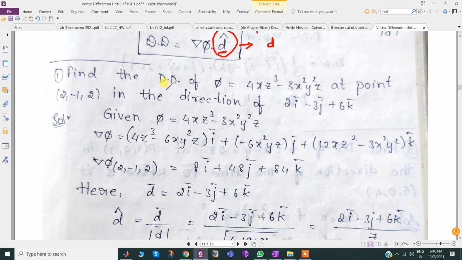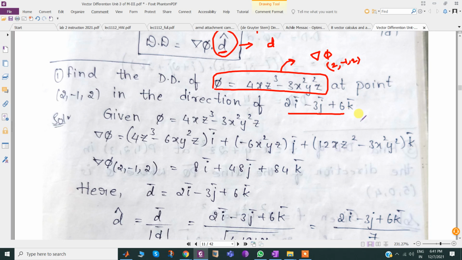Okay. See, find the directional derivative of a surface phi at a point in the direction of this vector. So from this, I am supposed to calculate del phi at the point 2 comma minus 1 comma 2, and from the unit vector d cap I am supposed to calculate the dot product of these, which is called the directional derivative. Let us see that. Del phi at the point is 8i bar plus 48j bar plus 84k bar. Then d bar is already given as 2i bar minus 3j bar plus 6k bar.